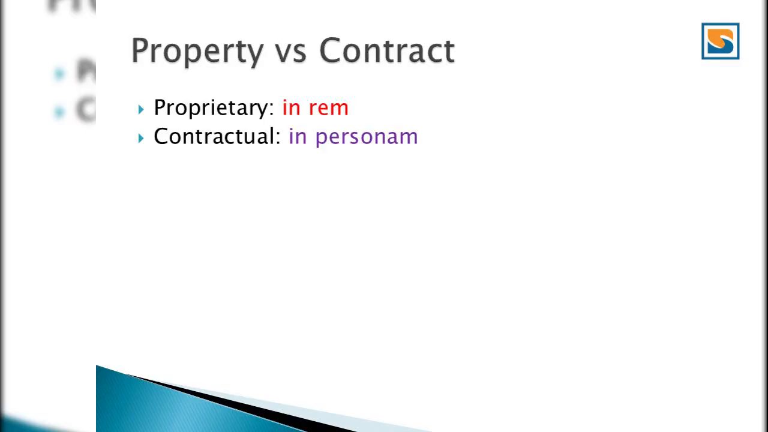A proprietary interest is in rem. This means it can be enforced against anyone. A contractual interest is in personam. It exists only between the people who made the contract.